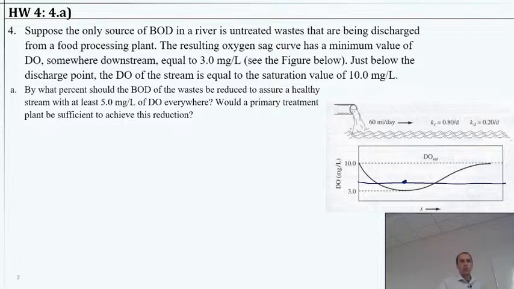So, and then the question continues, would a primary treatment plant be sufficient to achieve this reduction? All right, and a primary treatment plant removes a little bit of the wastewater, a little bit of the BOD. Sometimes it could maybe do even up to like 40 or 50%, probably usually not quite so much. Probably more like the 20 to 30% range. It's just basically getting out the major particles that can be removed.